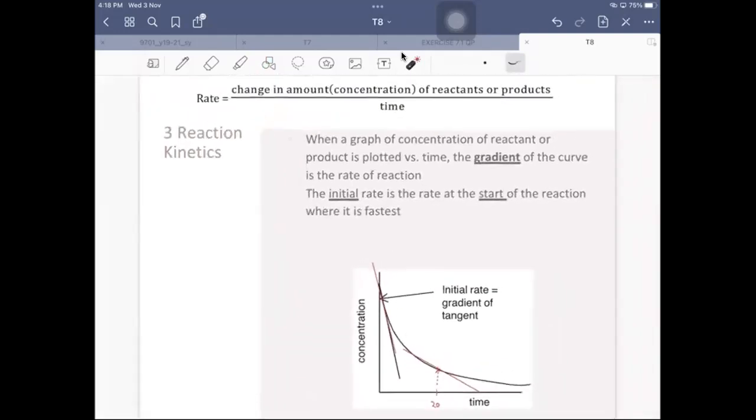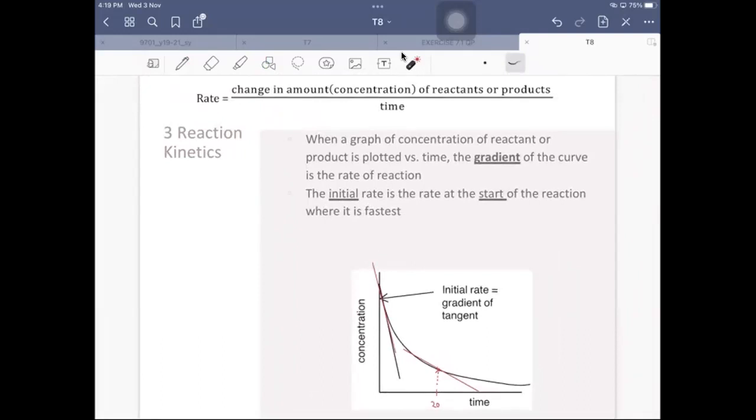Right, so when a graph of concentration of reactant or product is plotted versus time, the gradient of the curve is the rate of reaction. The initial rate is the rate at the start of the reaction where it is fastest.